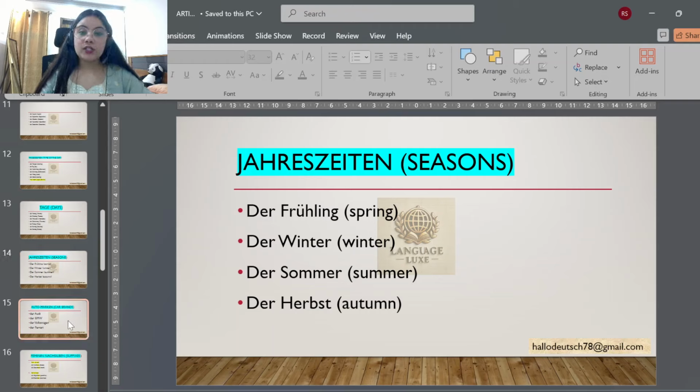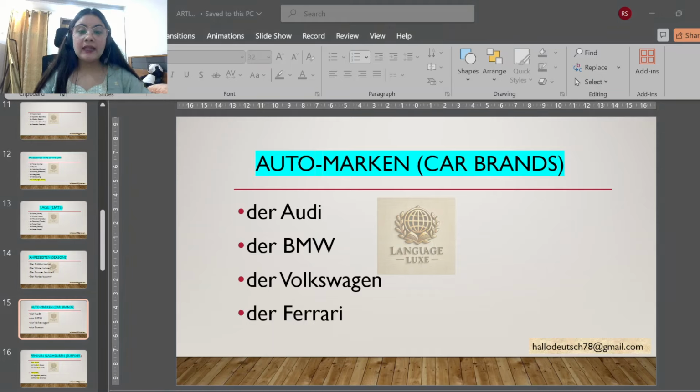Great. Also, very important information that auto means car. In German language, auto is car. So Automarken means car brands. Now the car brands are also masculine. Germany is very famous because they have a lot of car brands. They have a large production of car brands. So every car brand has their article. They are masculine in nature.